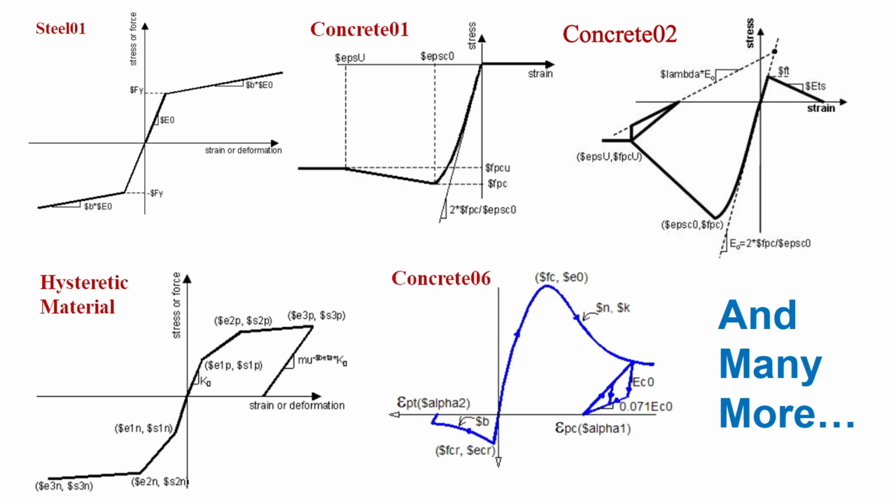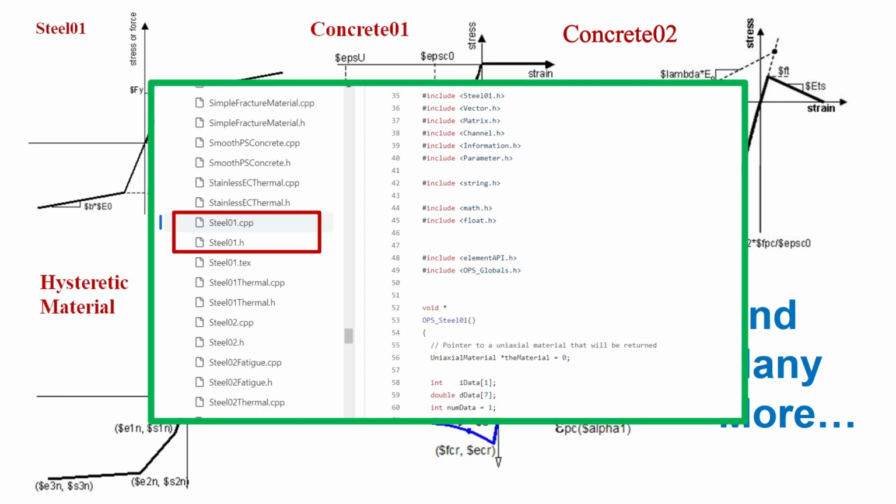In this tutorial, you will learn a simple technique to study the source code corresponding to the uniaxial material models. Don't worry, we are not going to jump into the ocean of OpenSees source code. That's really huge to handle. What we are going to do is separate the C++ source code snippets corresponding to a particular material model, for example, Steel01 or Concrete01 or Concrete02, etc. And we will study them in detail.